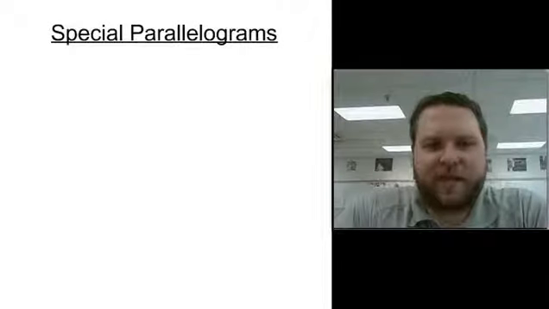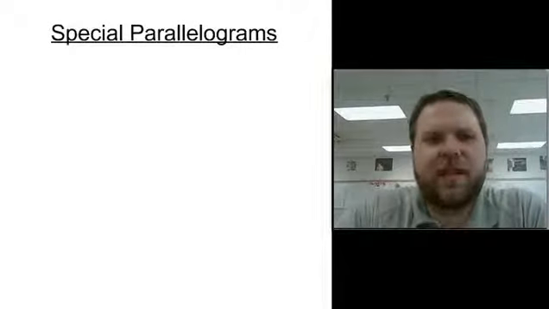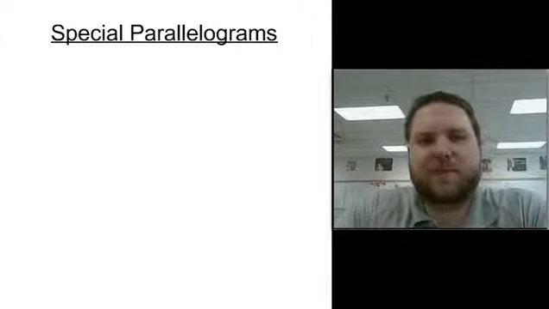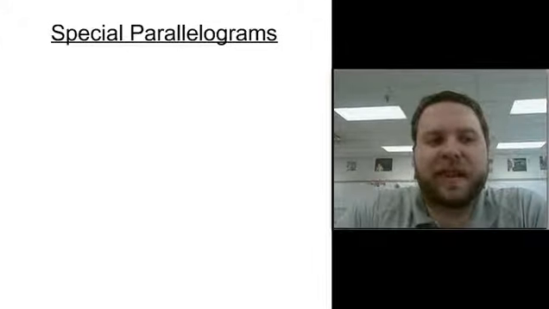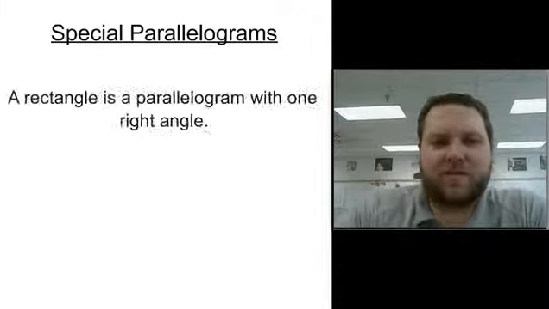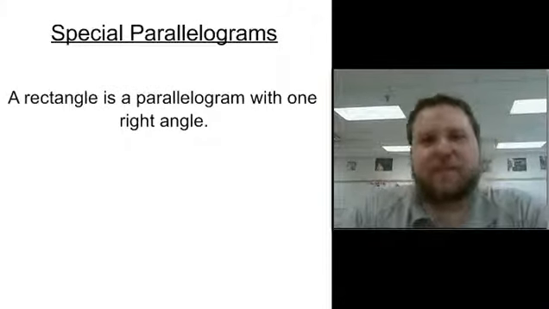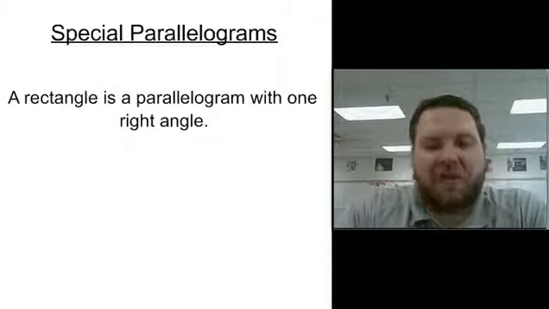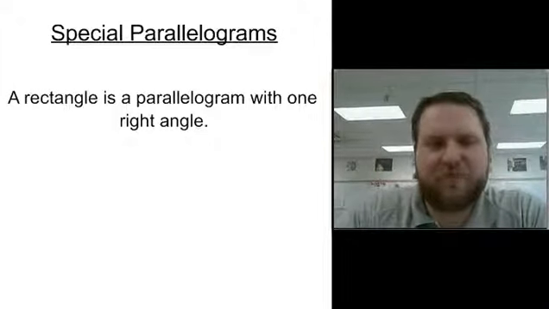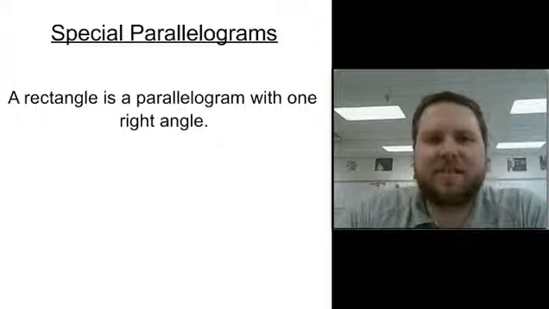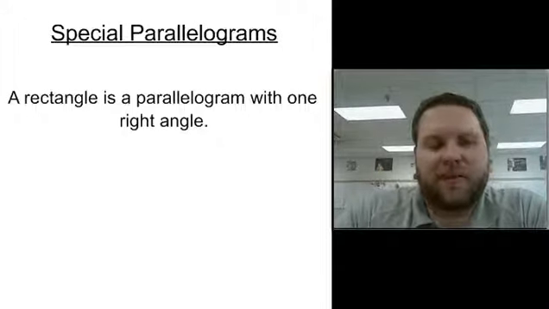Next in our parallelogram-a-thon, easy for me to say, we're going to look at some types of parallelograms that are so special that they get their own name. And the first one we're going to look at is called a rectangle. Now, you've been dealing with rectangles for, let's call it, a long time now, so you're pretty familiar with these. But let's look at them in terms now of using what we know about parallelograms.